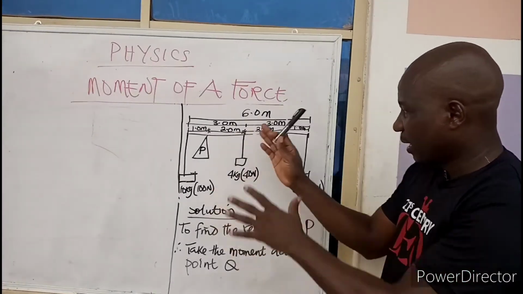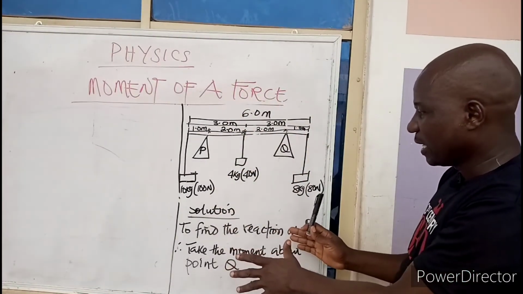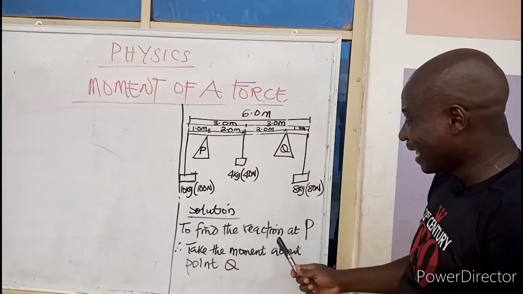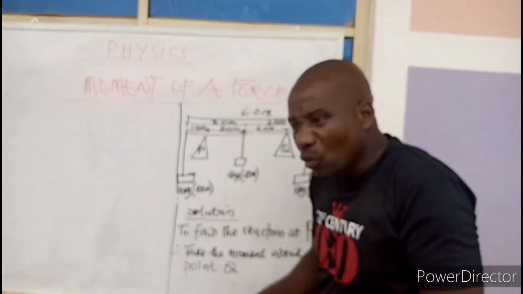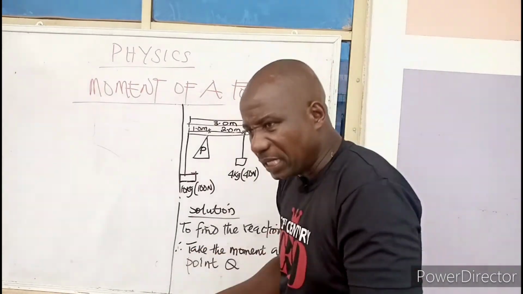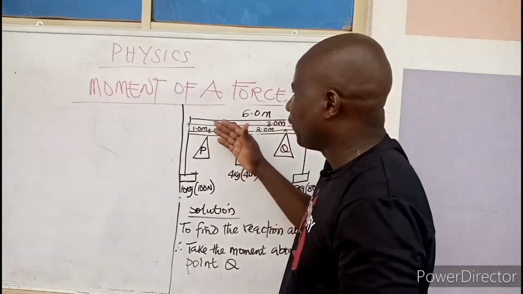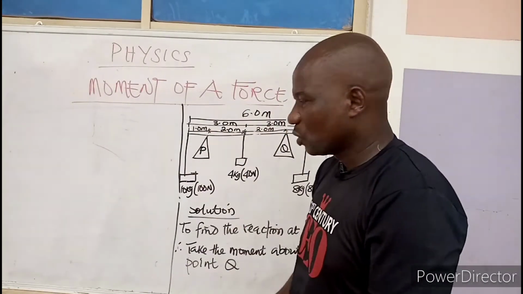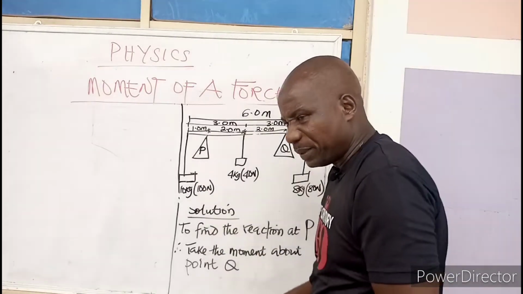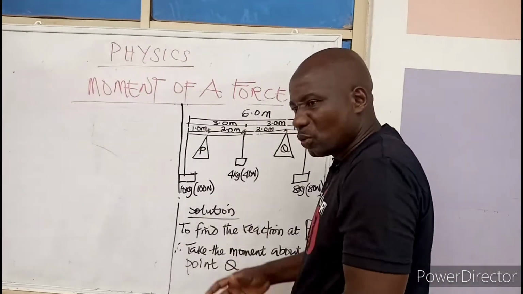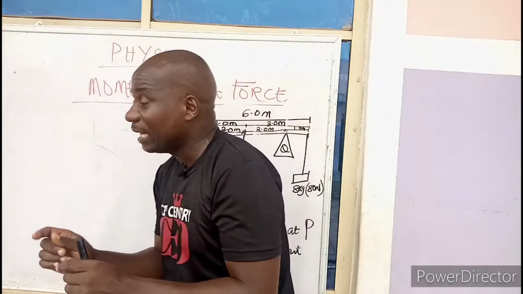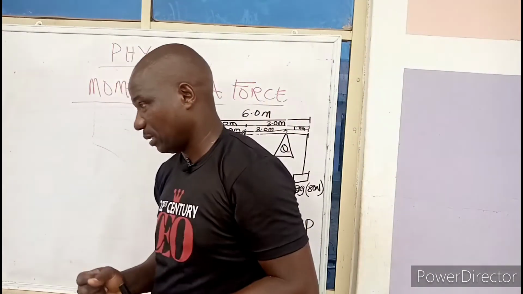I have shown the first diagram now. The solution: to find the reaction at P, that is, I want to know the effect of P. What is the contribution of P towards the stability of this beam? So it means if I want to know the contribution of P, I have to remove that P. It is when you remove the P that you say, oh, when P was there, this is what it has been doing.